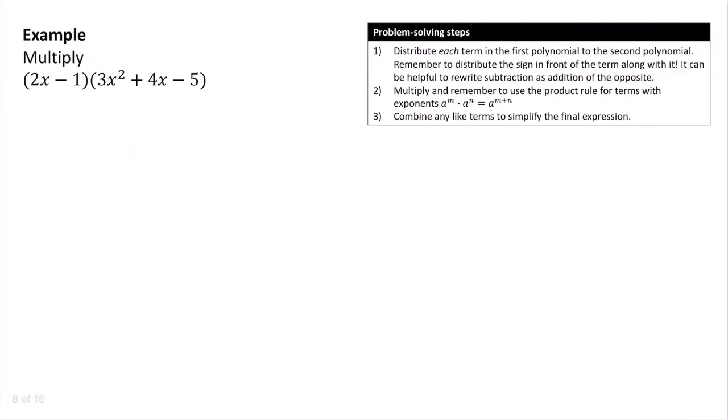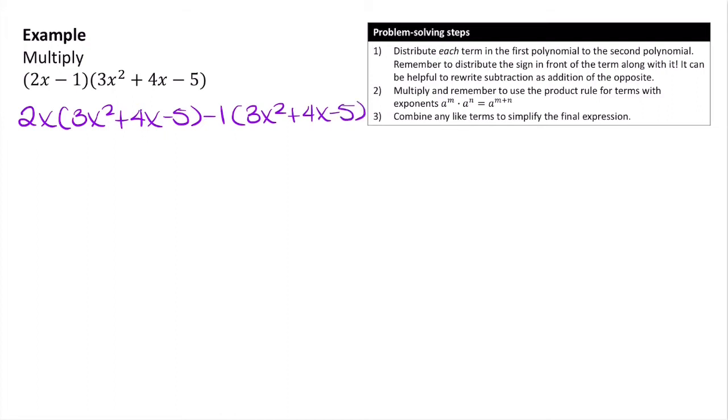So let's go ahead now and multiply 2x minus 1 times 3x squared plus 4x minus 5. So I'm going to take every term in the first and distribute it to the second polynomial. So now let's do minus 1 times 3x squared plus 4x minus 5. So I'm going to distribute 2x. So 2x times 3x squared gives me 6x cubed, plus 2x times 4x gives me 8x squared, and then 2x times 5, so we have minus 10x. So when I do that minus 1, I'm going to think about that as like a plus negative 1.